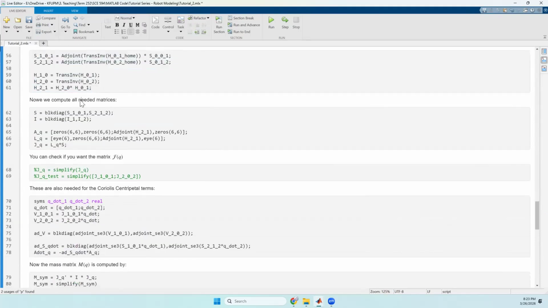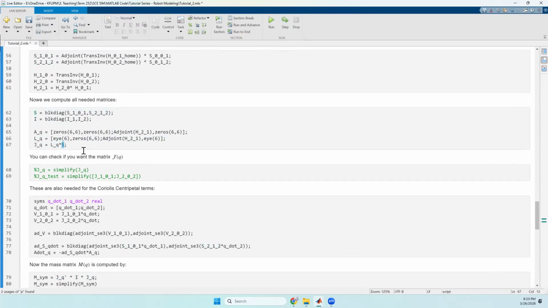And now we can start to build up all of the block matrices that we're going to be using for the recursive Newton-Euler approach. This is the S matrix, which is the block diagonal of the screw axes, each one expressed in the child frame. And then we have the block diagonal form of the generalized inertias. We have the matrix A of q and L of q. And this is simply the J of q, which is L of q multiplied by S of q. These are all defined in the lecture. You need to go back at this point to the lecture to review. This is how these matrices look for the case of the two-link manipulator.